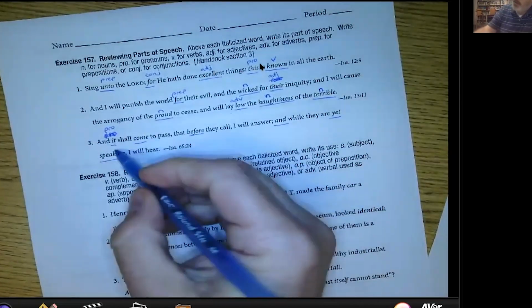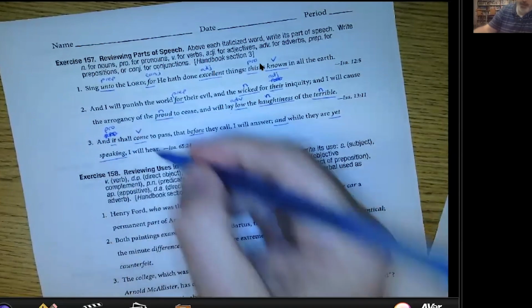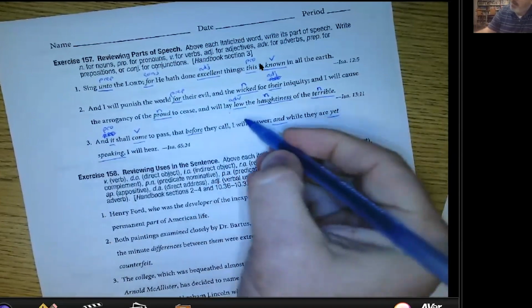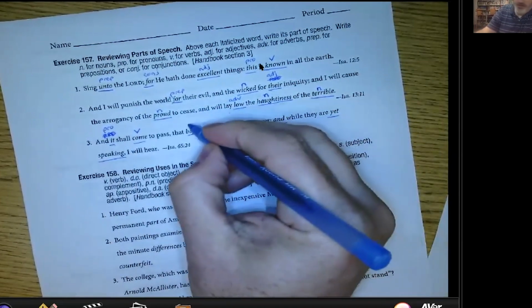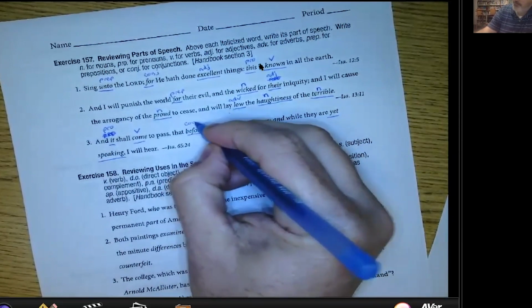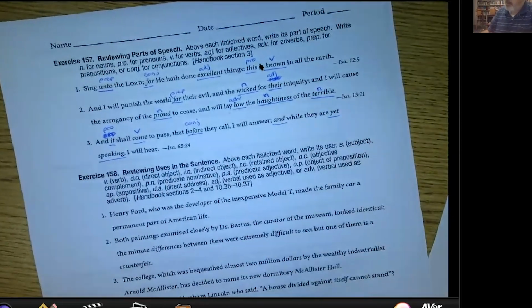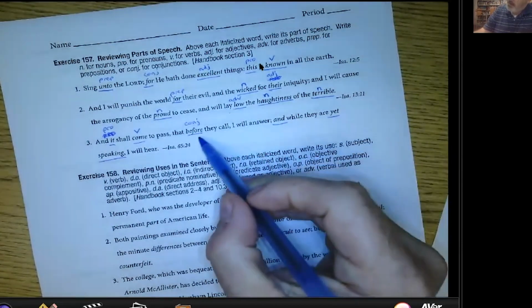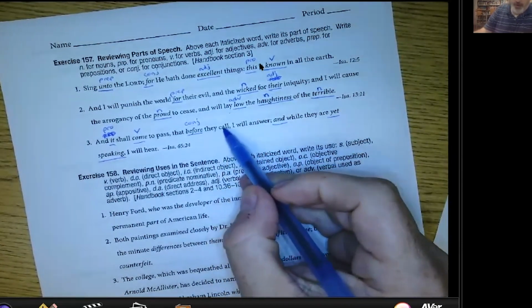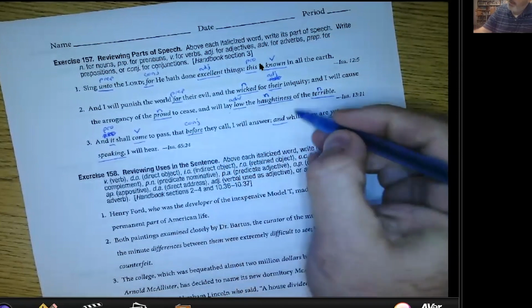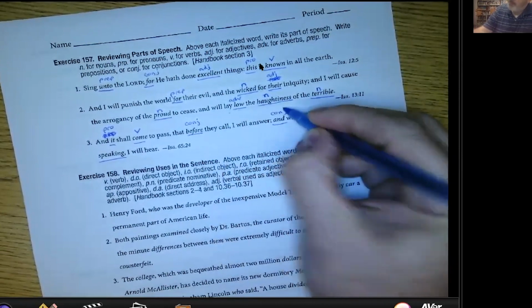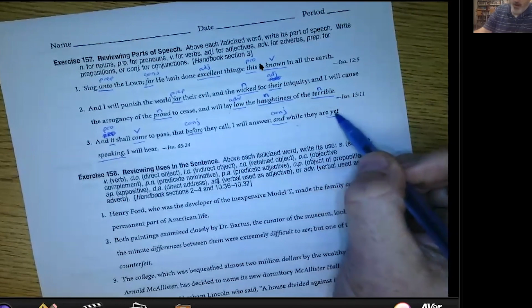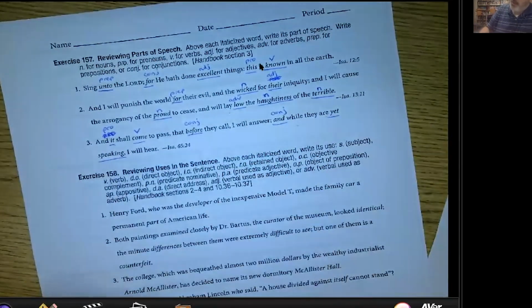Shall come to pass is a verb. That before they call: this is a conjunction, a subordinating conjunction. Before they call, I will answer. So that before they call, I will answer, and another conjunction, while they are yet speaking.